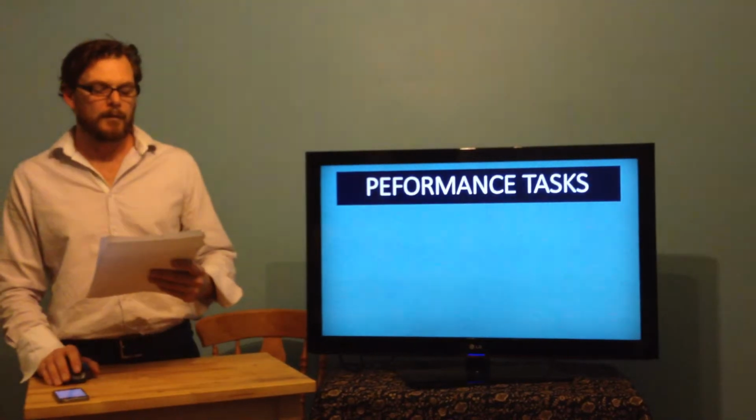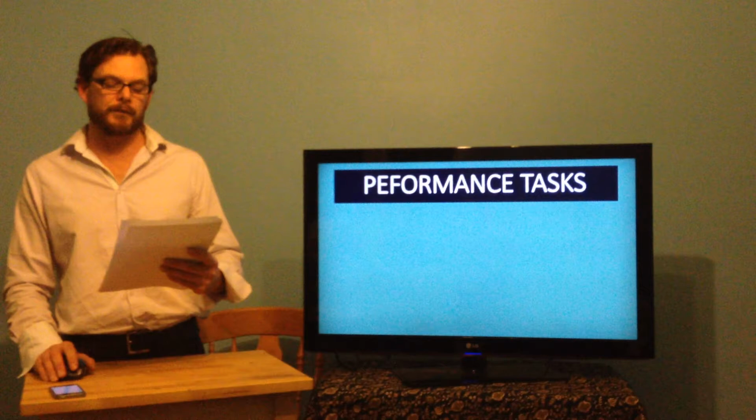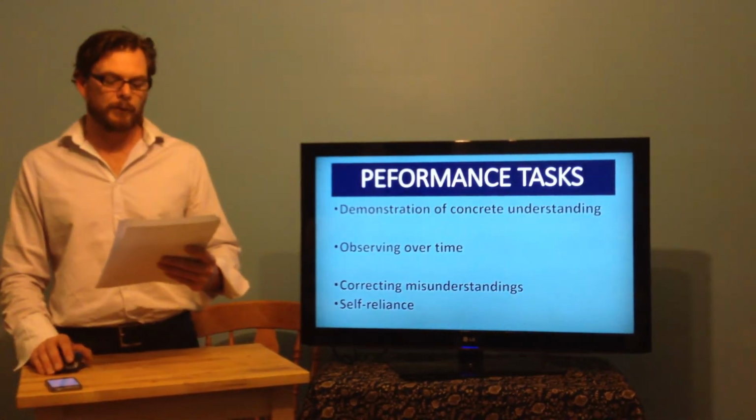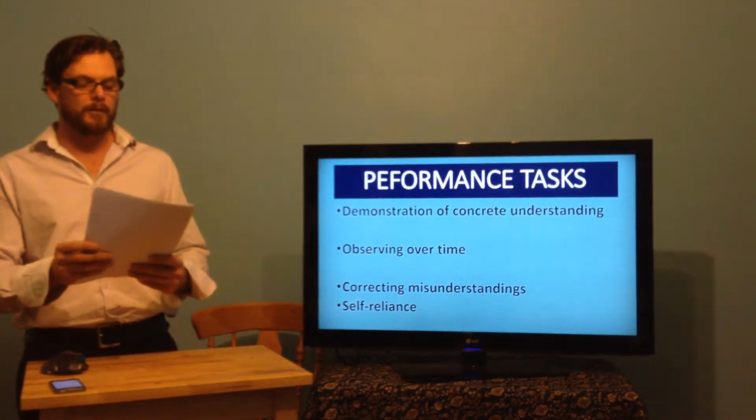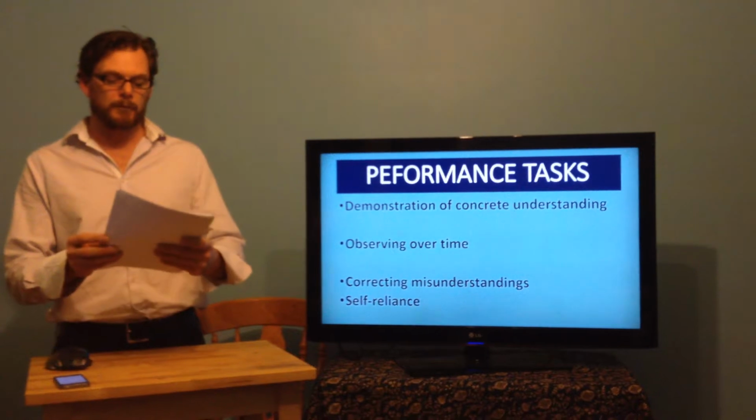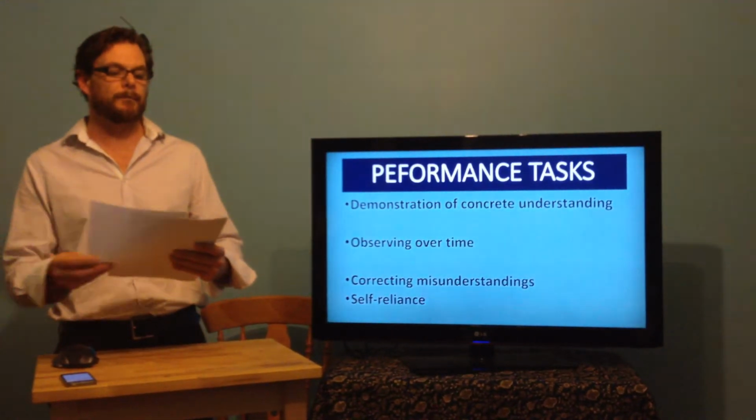Performance tasks provide opportunities for students to demonstrate mathematical understanding before being asked to accomplish more abstract thinking. Observing students working through problems with models or over an extended period allows for misunderstandings to be corrected and for genuine reflection, which increases student confidence and self-reliance.